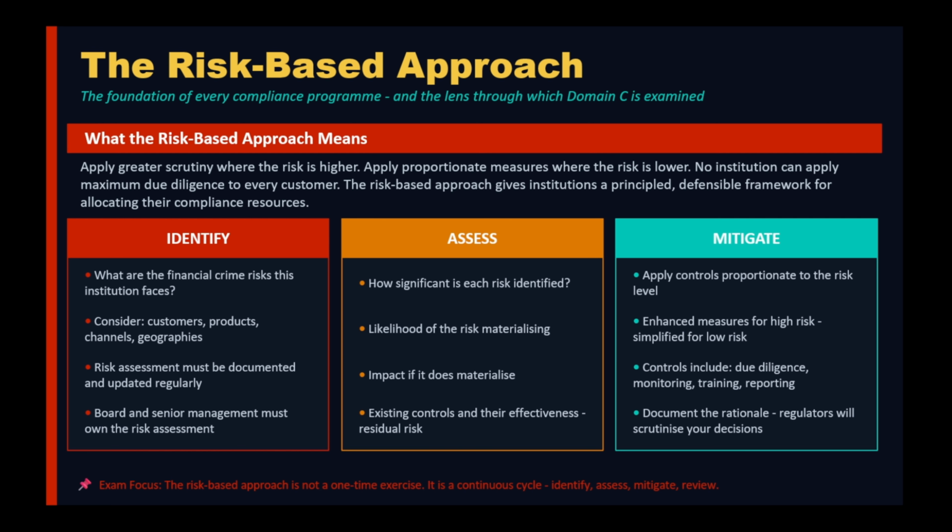The third step is mitigate. Apply controls that are proportionate to the risk level. High-risk customers require enhanced due diligence. Low-risk customers may qualify for simplified measures. Controls include due diligence, transaction monitoring, staff training, and suspicious transaction reporting. And critically, document the rationale. Regulators will scrutinize not just what you did, but why. The risk-based approach is not a one-time exercise. It is a continuous cycle. Identify, assess, mitigate, and then review. This cycle never stops.